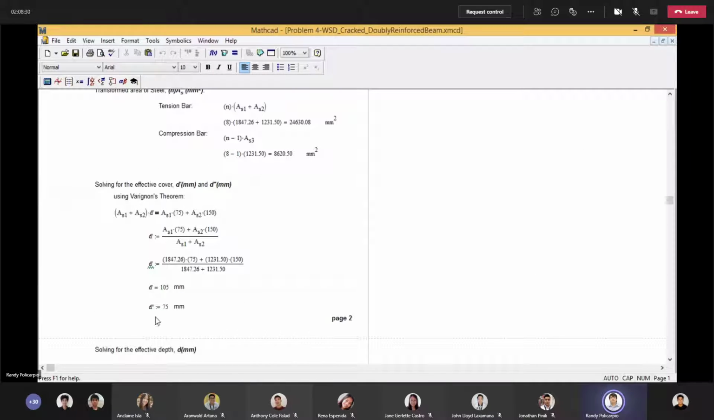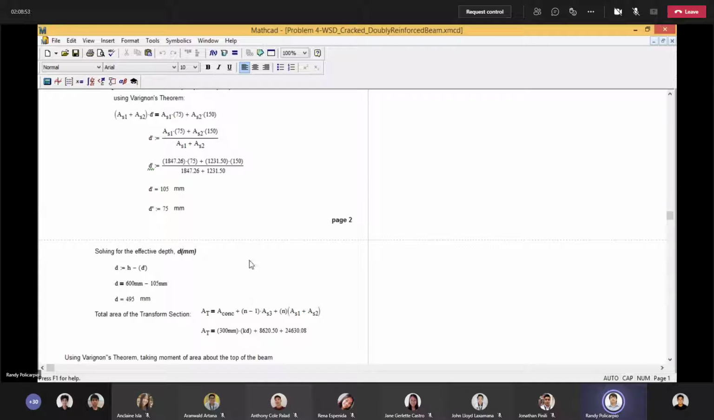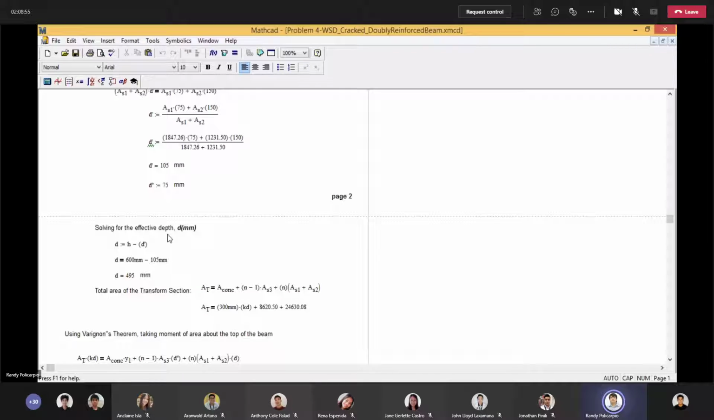Kaya yun siya, no? D double prime, 75. So, we designate the distance of the compression bar up to the top as D double prime. So, ang tawag din dito, effective cover sa compression. Itong D prime naman, effective cover para sa tension reinforcement. Okay? So, determination now of the effective depth.